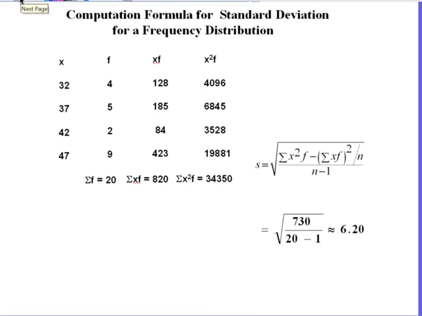Here's another way. There's a computational formula, like I told you. I made 2 columns. I have one where I'm going to take x times f. So 32 times 4, 128. 37 times 5, 185. 42 times 2, 84. 47 times 9, 492. Add them up, and there's the sum of xf, which is going to slide right into there.